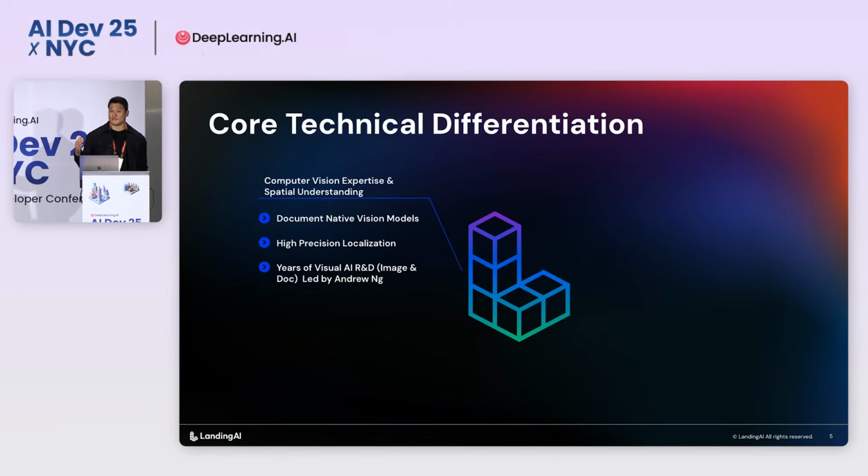In terms of our core differentiators, first is the foundation that starts with deep computer vision expertise. So we don't just process plain text, and hopefully the demo will illustrate that a little bit better. We understand the spatial layouts of the documents, which means that we know exactly where the content lives on the page and how different elements are related to each other.